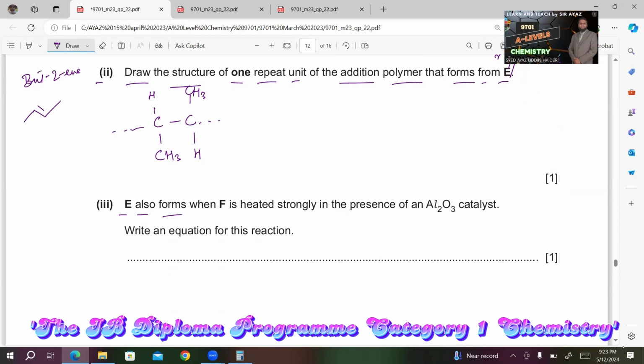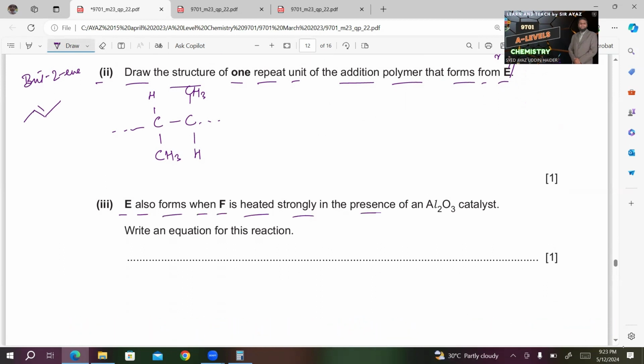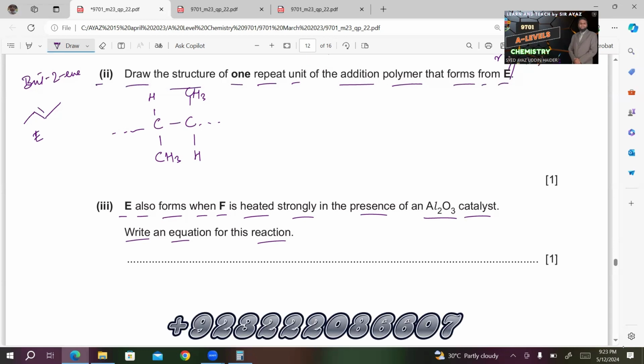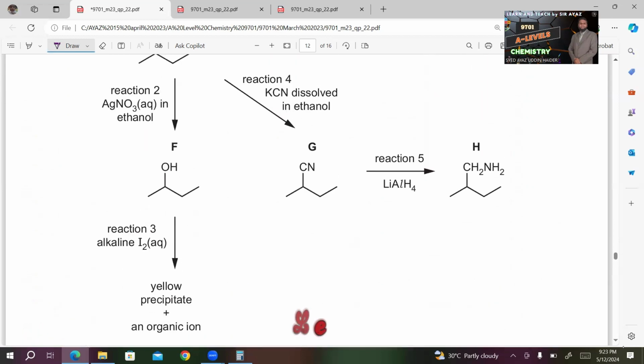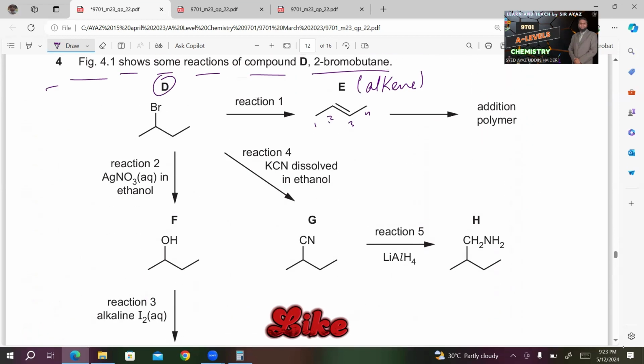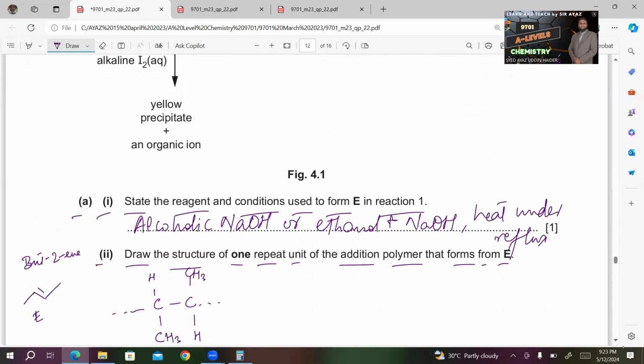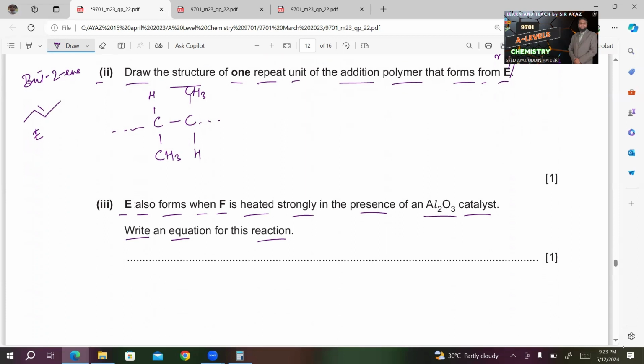Next part. E also forms when F is heated strongly in the presence of an Al2O3 catalyst. Write an equation for this reaction. Here's F. It's butan-2-ol. So I will write the equation for this. This must be butanol.